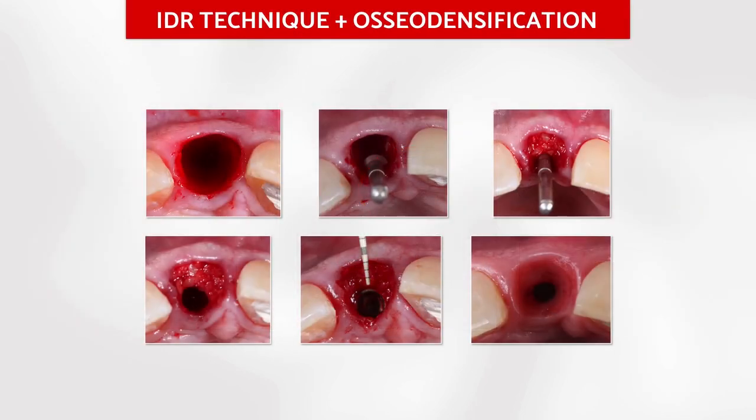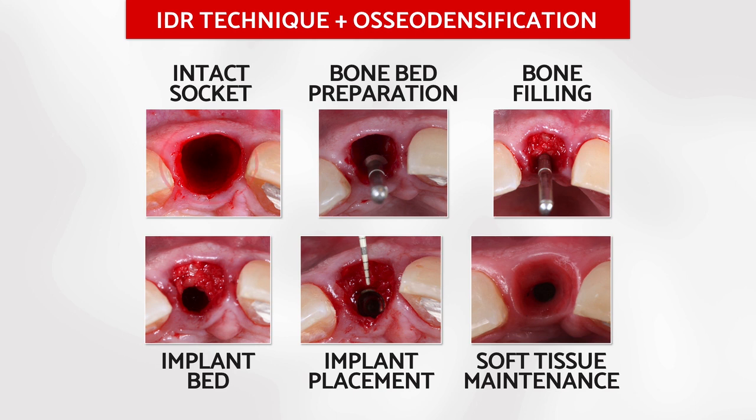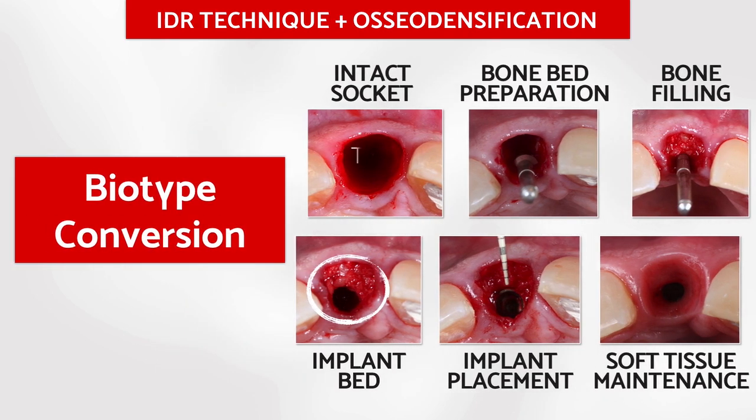And here the whole sequence, using the IDR and osseodensification. We have an intact socket. The bone bed preparation was performed, bone filling, the implant bed, implant placement, and the soft tissue maintenance. And pay attention that the periodontal biotype was improved. And I can say that the soft tissue still remains in the same position due to the presence of the bone at the buccal aspect of the implant. And here you can see the biotype conversion. We start with a thin periodontal biotype, and now you can see a thick periodontal biotype.